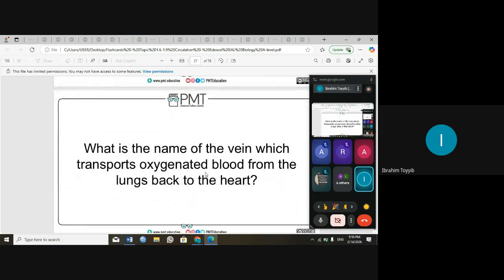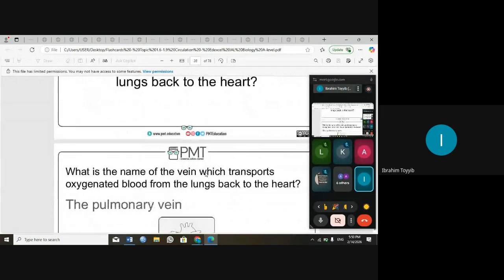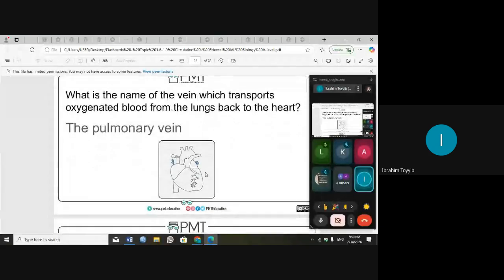What is the name of the vein which transports oxygenated blood from the lungs back to the heart? Pulmonary vein. I think everybody is getting it.